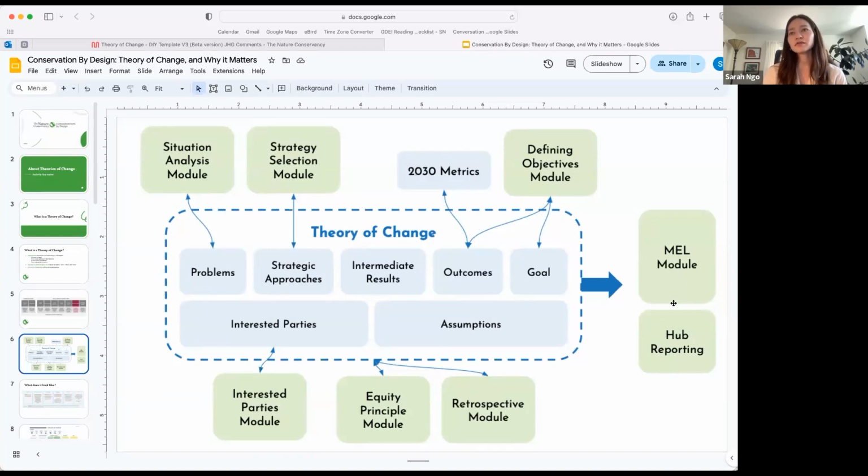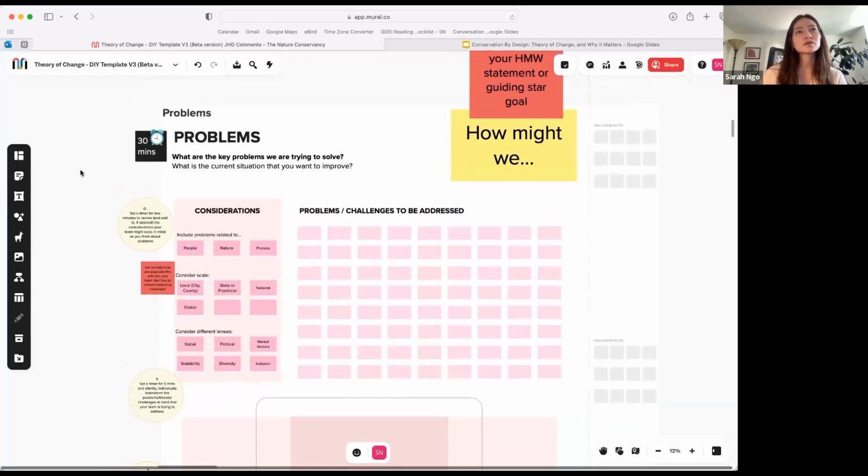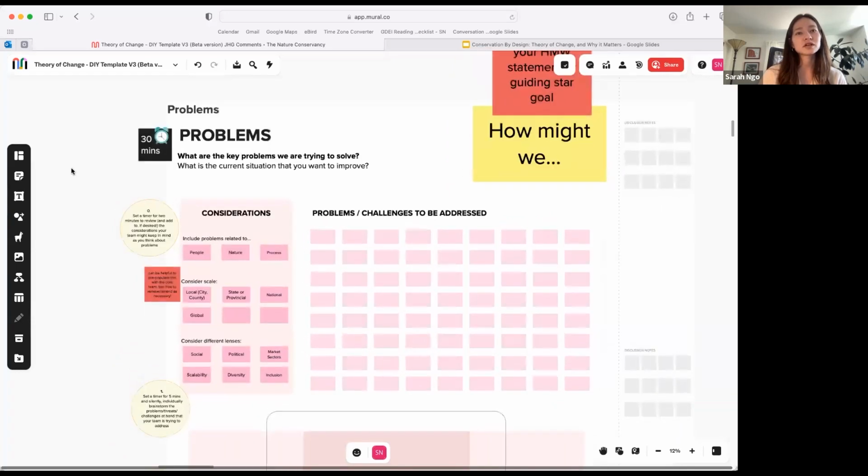I will also briefly cover how theory of change feeds into the MEL module, just to help give a sense of how this module can be brought forward in the process. Okay, so moving over to the mural board, starting with situation analysis, which again can feed into the problem section of the theory of change.